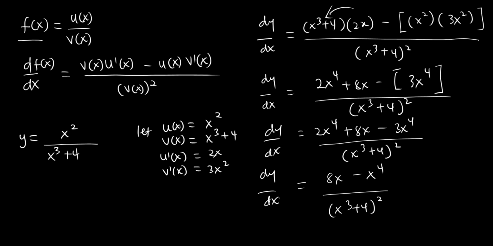You can choose to factor out the x, right? So I'm going to have x into bracket 8 minus x to the power 3, and then all this divided by x cubed plus 4 squared. So this will be the answer after differentiating that function. Let's take another example, and then I'll give you one to try on your own.